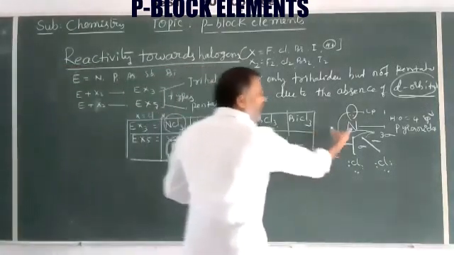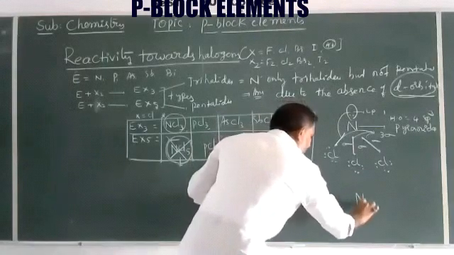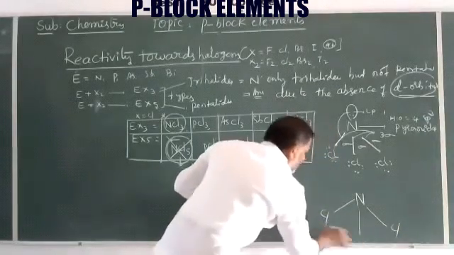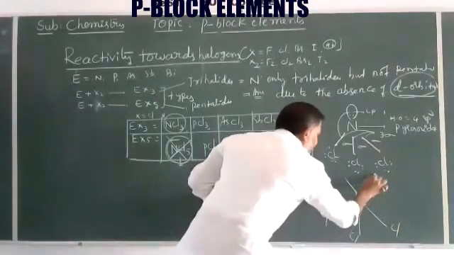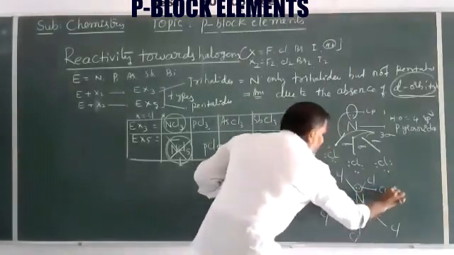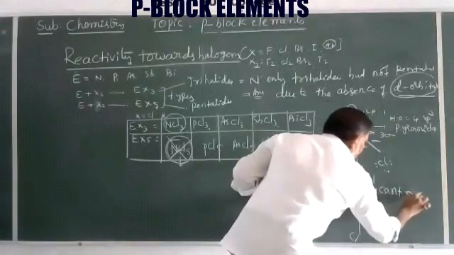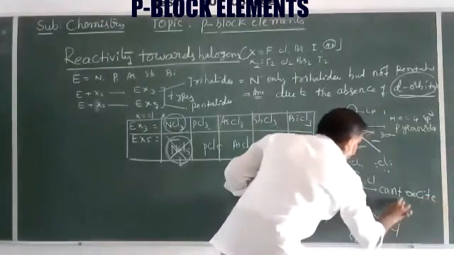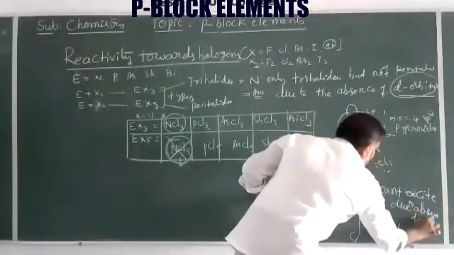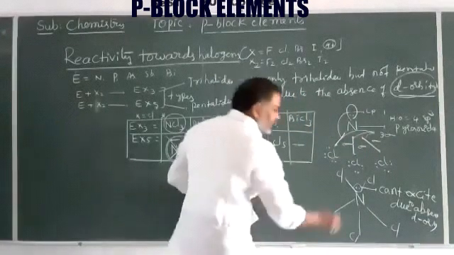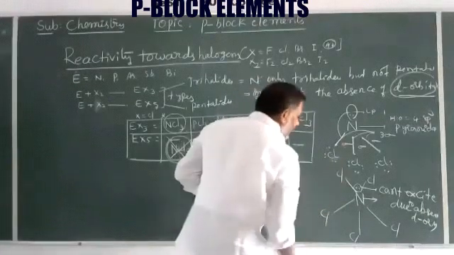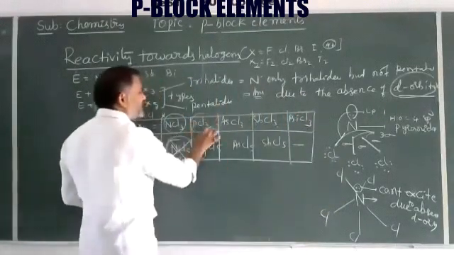Whereas in the case of pentahalides, nitrogen needs 5 bonds: 3 Cl bonds and 2 more bonds like Cl and Cl. These 2 electrons cannot be excited due to the absence of d orbitals. That's why nitrogen does not form any pentahalides, only trihalides.